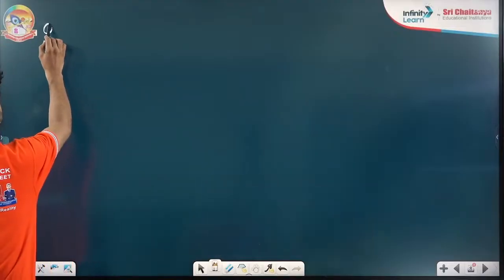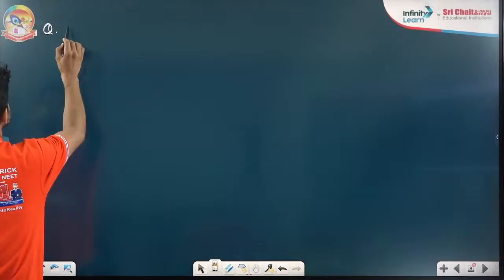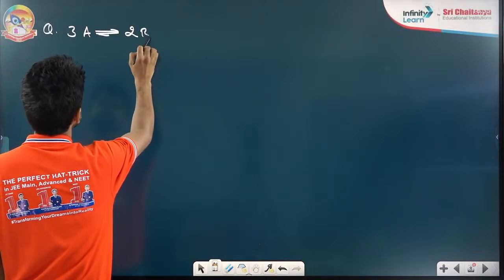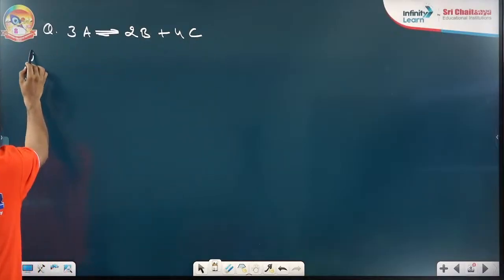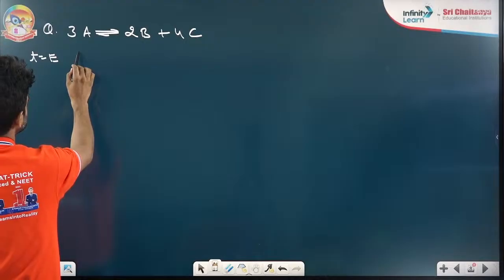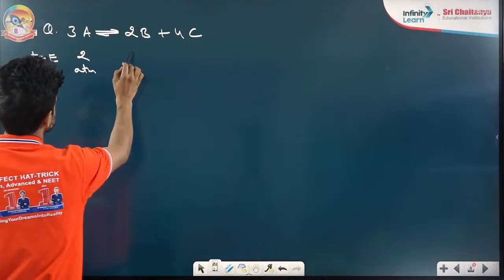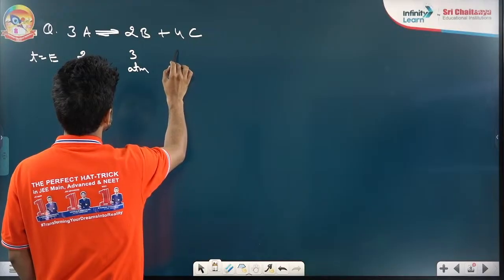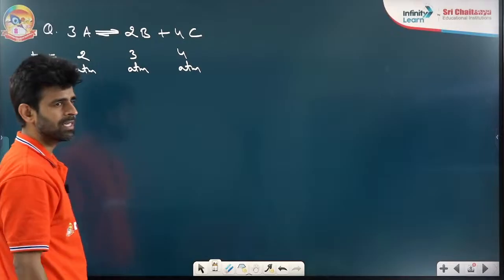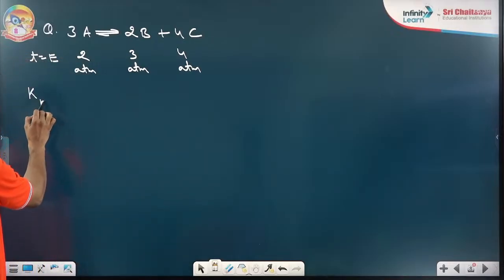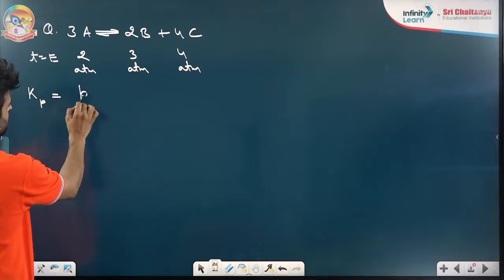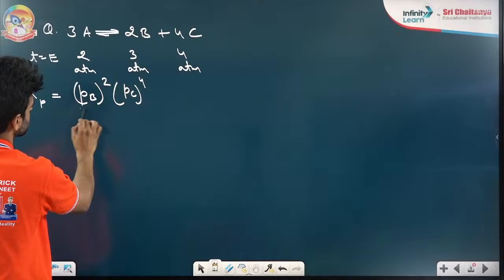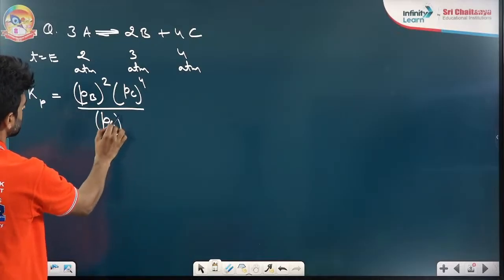Now you see, again a very basic question I'm taking. Imagine 3 of A, 2 of B, giving 4 of C. And at the time of equilibrium, it is very clearly given that its pressure is 2 atm, its pressure is 3 atm, and I'm saying its pressure is 4 atm. Whatever they give. So using this, beta, find the Kp. I'm saying once again, Kp is the partial pressure of products with coefficients as their powers, over partial pressure of A cube.